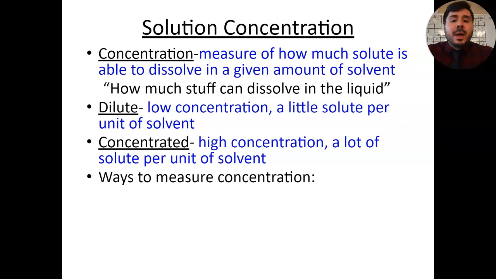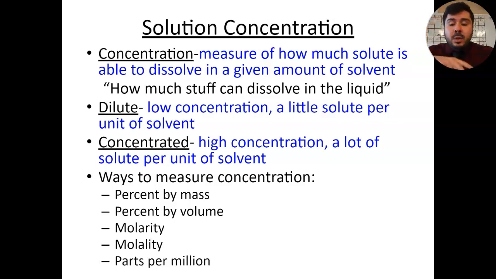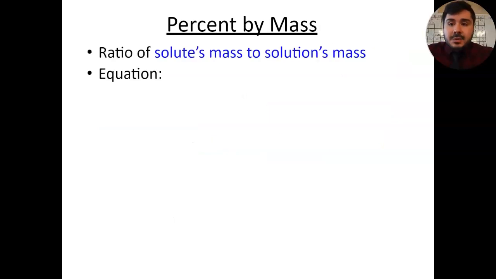Now, there are tons of different ways to measure concentration, and we're actually going to be doing all of these. We're going to be measuring it via percent mass, percent volume, which are the ones that we focus on in the next slide here, molarity, molality, and then the last one here called parts per million. And again, we're going to talk about all 5 of these different ways to measure concentration throughout the next week or so. Starting with the first one here called percent mass.